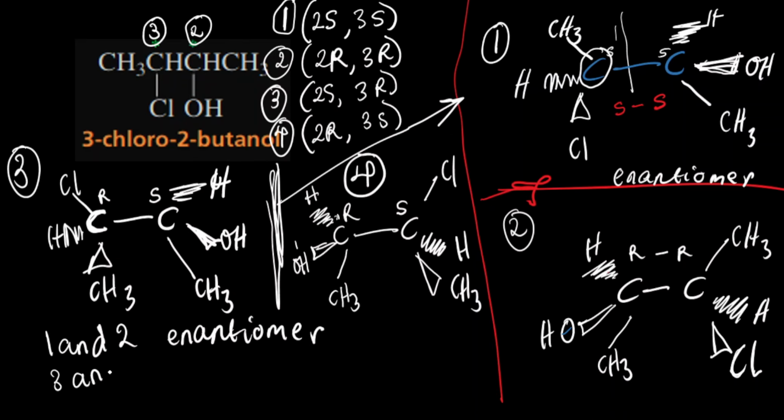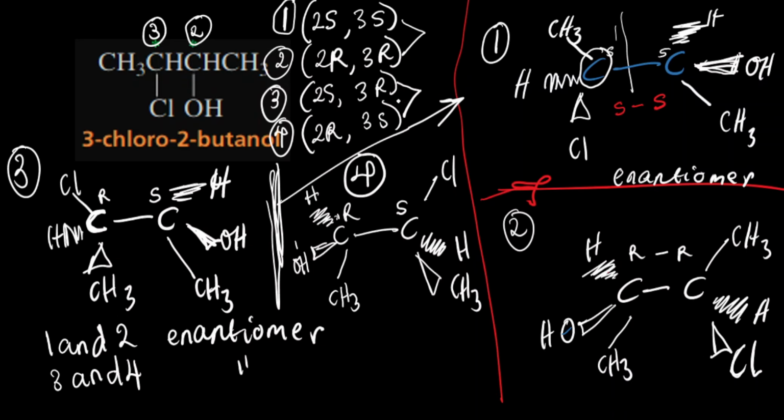Now notice that compounds 1 and 2 are enantiomers, and compounds 3 and 4 are also enantiomers. Notice that they differ in configuration at the two asymmetric centers. The two asymmetric centers are 2 and 3. Notice that 1 and 2 differ in configuration at both of the asymmetric centers. Notice also that compounds 3 and 4 differ at both asymmetric centers.